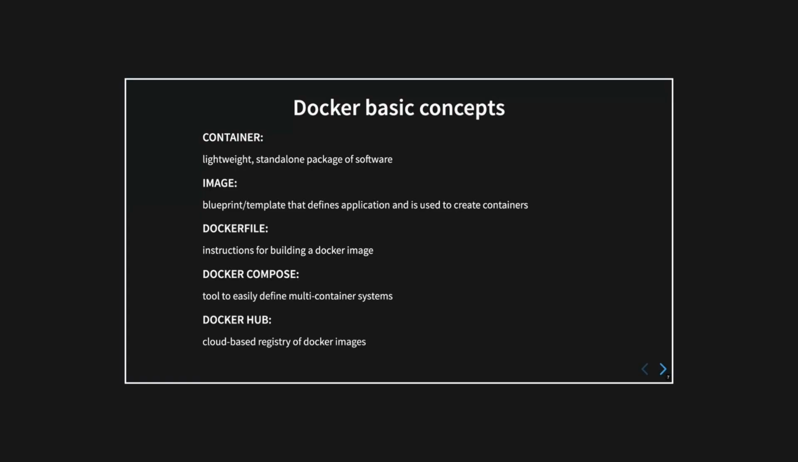There are some basic concepts for Docker that we need to know. The first one is the container itself. As I mentioned earlier, the container is a lightweight standalone package of software that can run anywhere with similar outcomes. Next important part is image. Image, in the context of Docker, is a blueprint or template that defines the whole application that we are building and is used to create the containers. In the process, what happens is we define an image in a Docker file, we build that image and we run that image as a container.